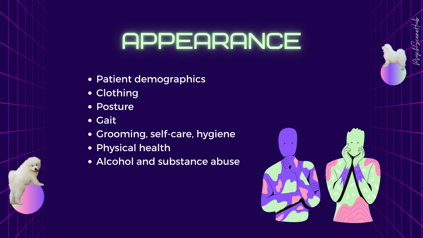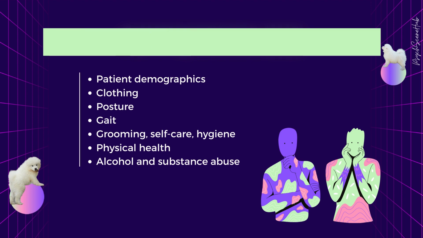It is important to know that in assessing the appearance, we look at the patient's demographics. This includes age, gender, and religion. We look at the type of clothing that the patient chooses. Is it appropriate for the season and weather? Does it reflect their mental health and levels of arousal? Are the clothes clean or shabby, and are they comfortable for the person? Do they have any kinds of emblems or logos, etc.?